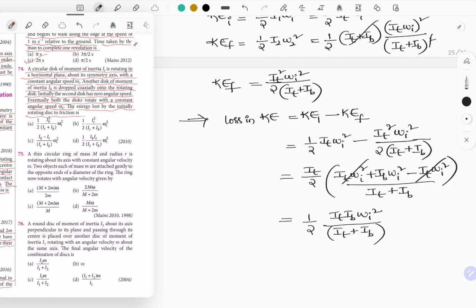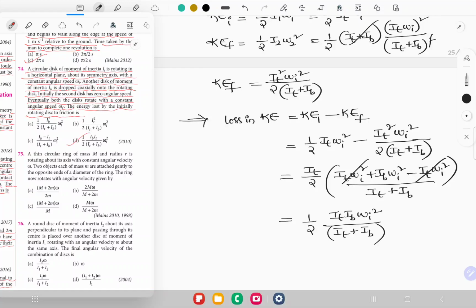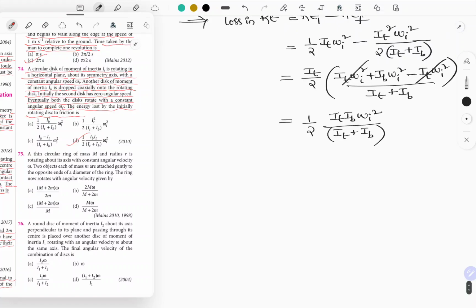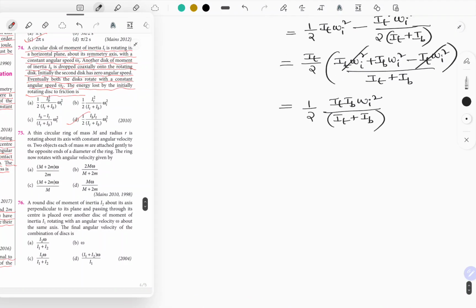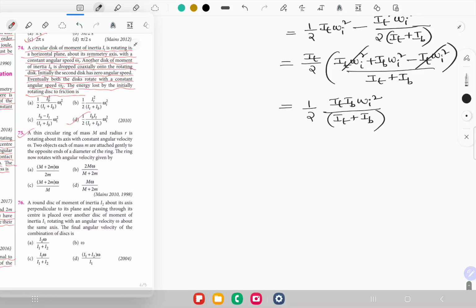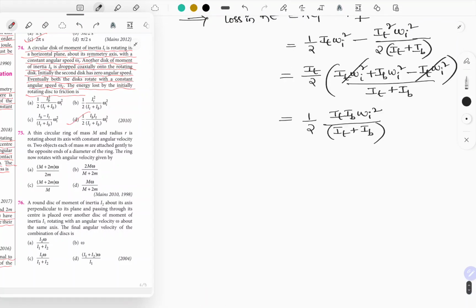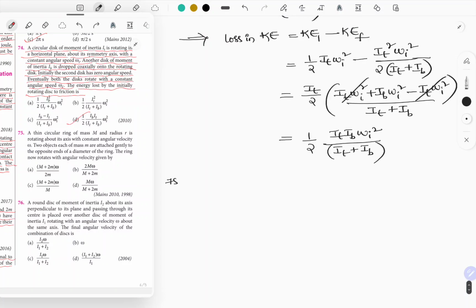I think option D is the correct answer for question number 74. Yes, it is correct answer. For question number 74, option D is correct. Very good. Let's solve question number 75. Question 75.